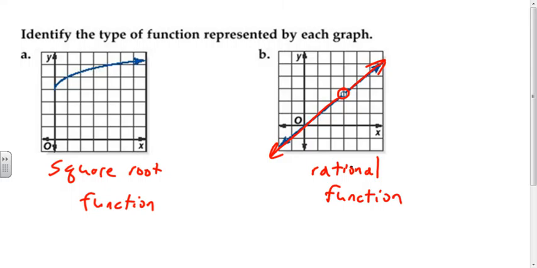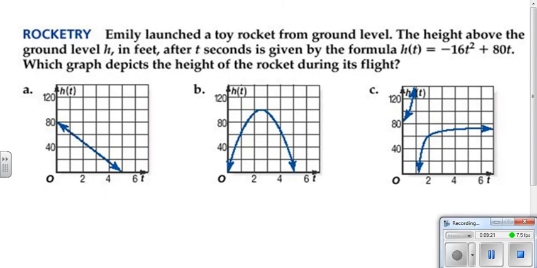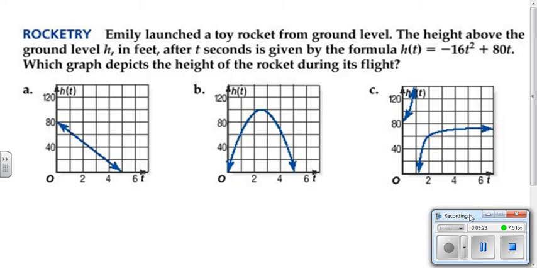Nice and easy. So moving along, let's say we wanted to use kind of a real-life example. We're saying Emily launched a toy rocket from ground level. The height above the ground level, h in feet, after t seconds is given by the formula h of t equals negative 16t squared plus 80t. Which graph depicts the height of the rocket during its flight?